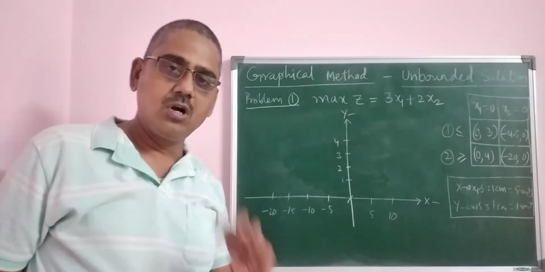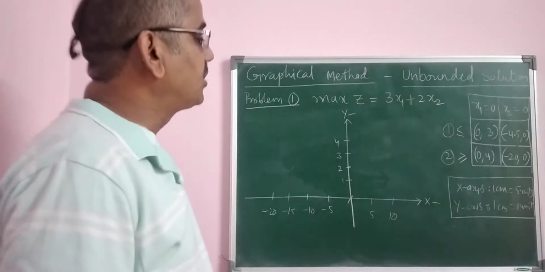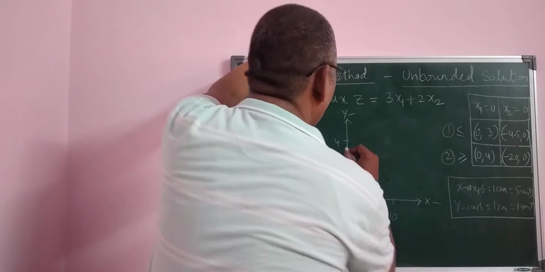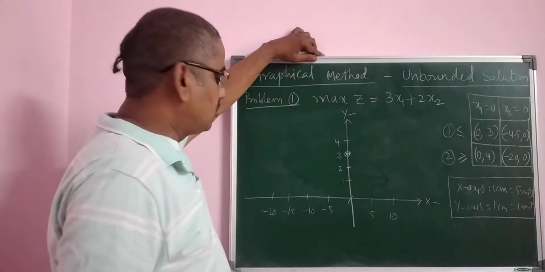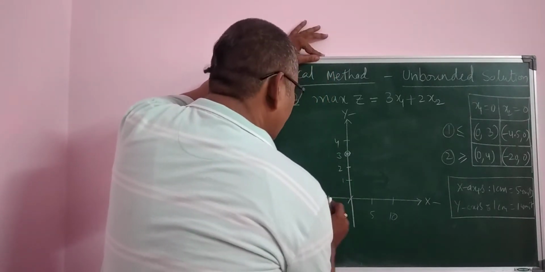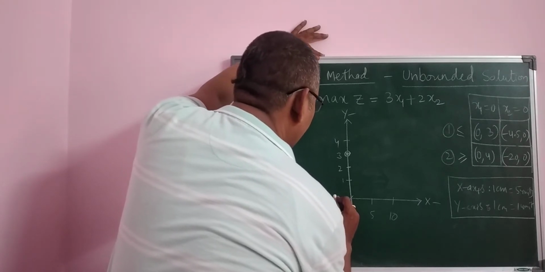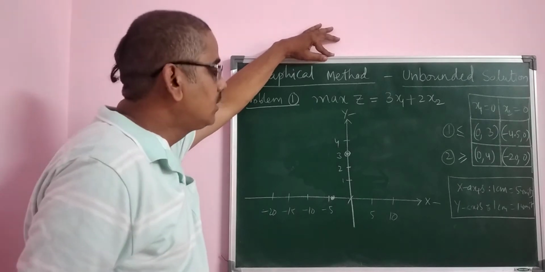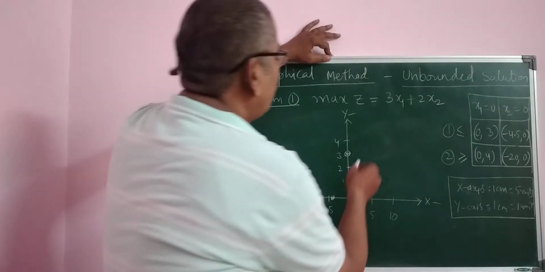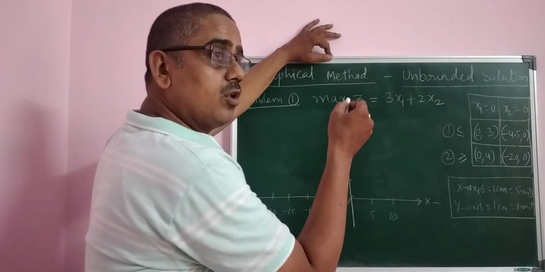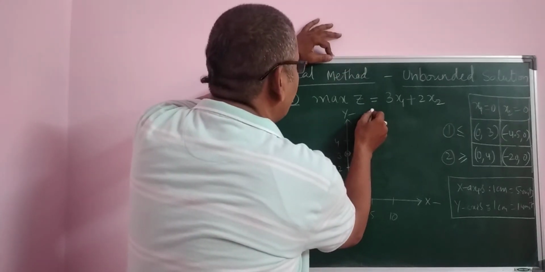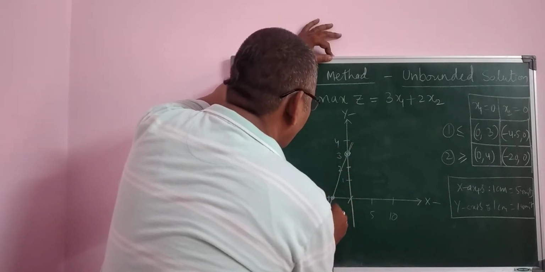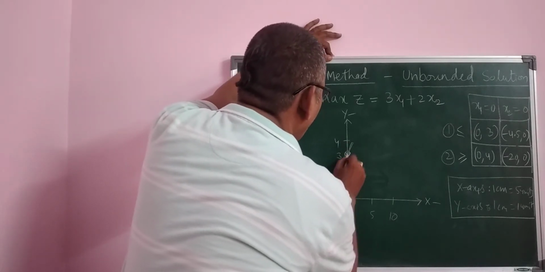Now I have to take the two particular points of equation number 1, (0, 3), that is this, and (minus 4.5, 0). Minus 4.5 is approximately here. Now you join these two particular points and extend the line into the first quadrant, which is very, very important.